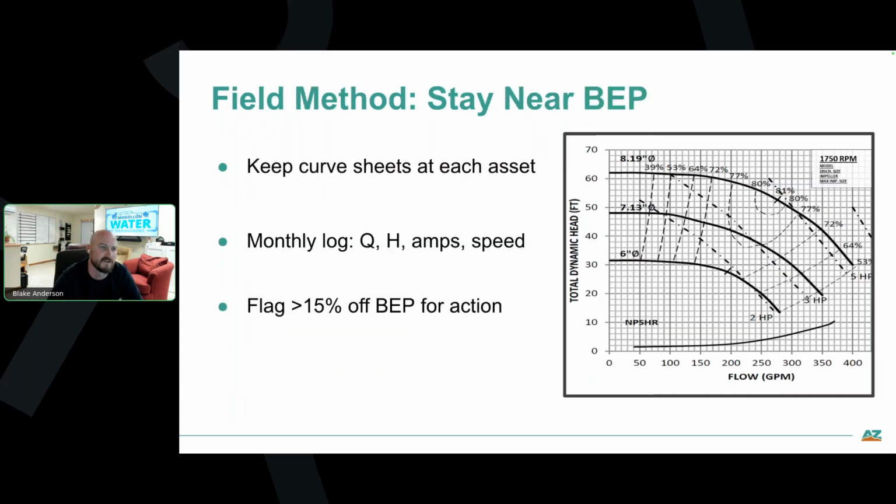And so I recommend keeping a curve sheet at each one of your sites, and just keep a copy of it there. And each month or quarter, even annually, but quarterly would probably be best, log your flow, log your total dynamic head, and then log your amps. And if you have a VFD, probably what the speed is, and just circle where that point is on the curve as the new operating point.